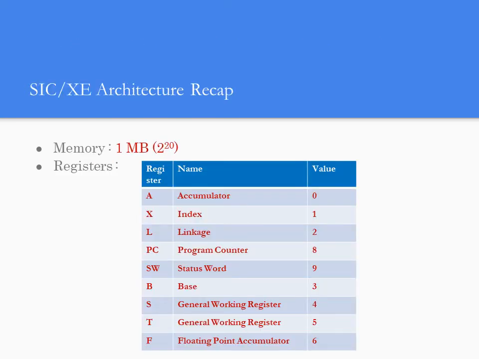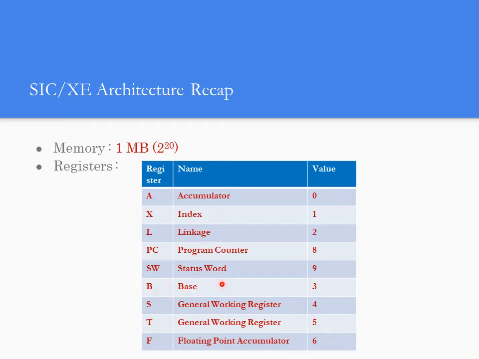Okay, so let's have a quick recap of the SIC-XC architecture that we have already covered in the previous chapter in module 1. If you remember, the size of memory is 1 megabyte, which is 2 power 20, and the various registers which are there in SIC-XC are these. A, X, L, PC and status word are there already in your SIC architecture. The extra registers are the base. We have 4 extra registers in SIC-XC.